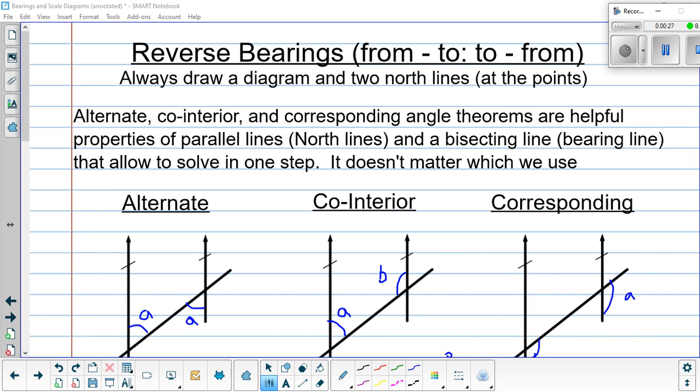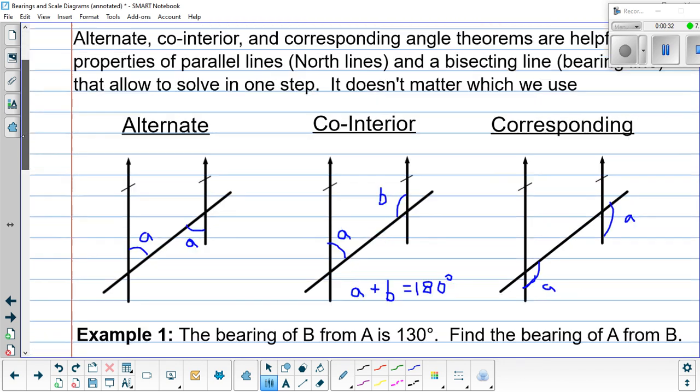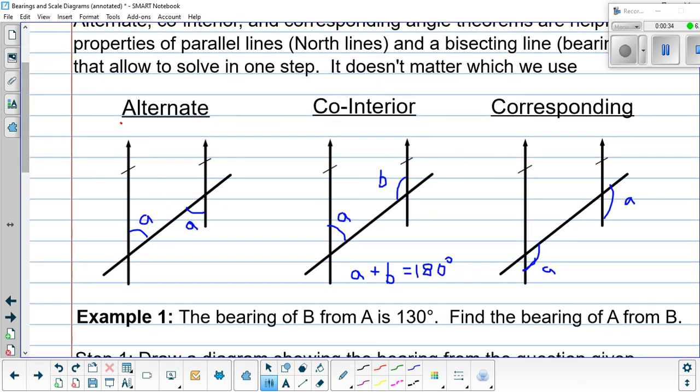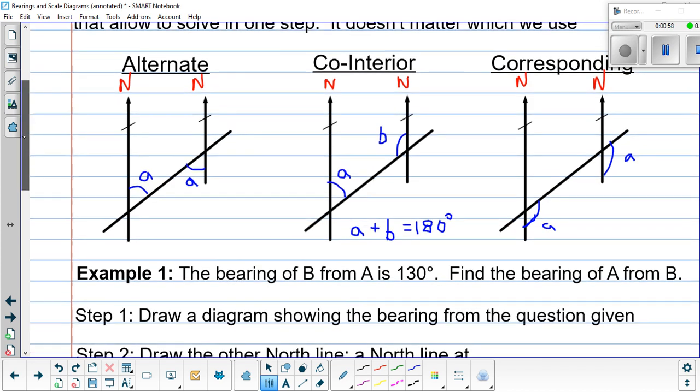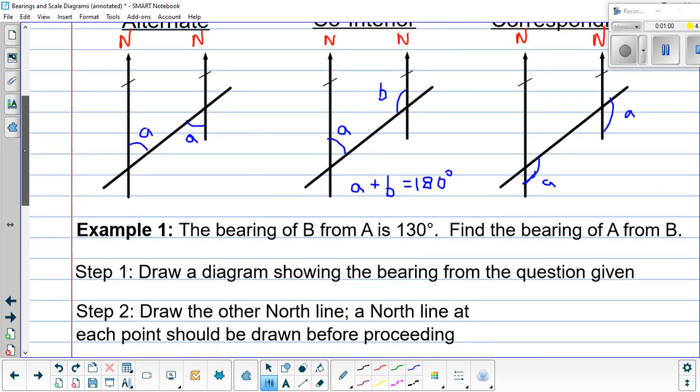A lot of people like using the alternate angle theorem, where angles are equal when you have two parallel lines. So our parallel lines, when we are doing bearings, these will be our north lines, right? And then we have a bisecting angle through them, right? So their alternate angles are equal. Co-interior is one that I often like because it enables us just to sum together the inside angles to get 180. And then corresponding, you might use it kind of less, but you'll still end up using it. So all of these theorems we'll use with north being our pair of parallel lines.